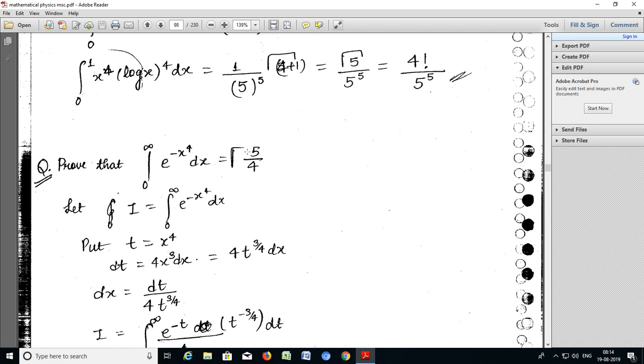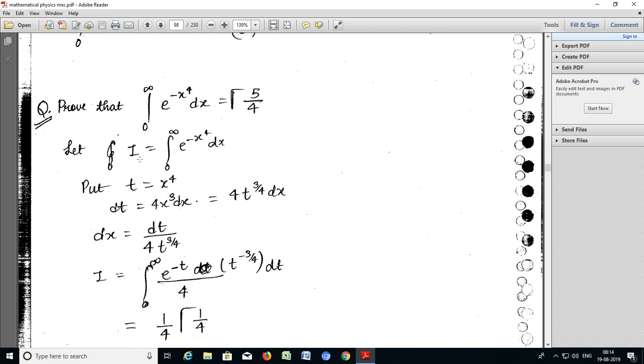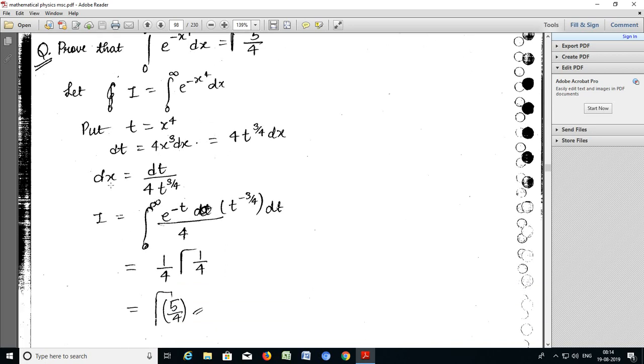The integral from 0 to 1 of x to the power 4, log x to the power 4 dx, will be equal to 1 over 5 factorial, 5 to the power 5, gamma of 4 plus 1, or it is gamma 5 to the power 5. This is 4 factorial divided by 5 to the power 5.